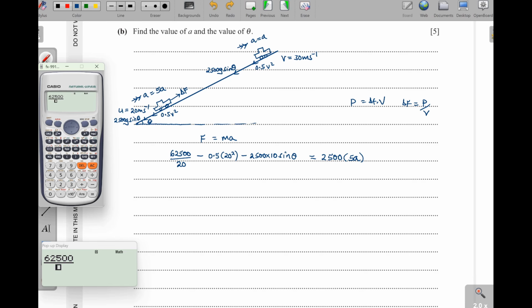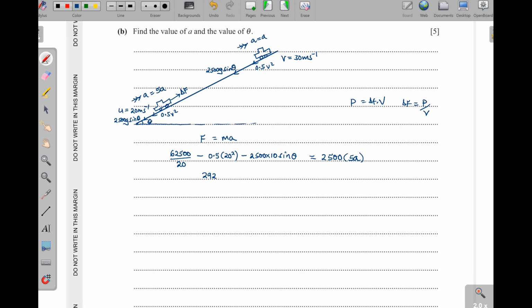Now what do we get here altogether? 62500 over 20, then minus 0.5 times 20 squared. This is 2925. Then this will be 25,000 sine theta. Then here 25 times 5 is 125, then 2 zeros, and then the A. So I'll keep this one as equation 1.